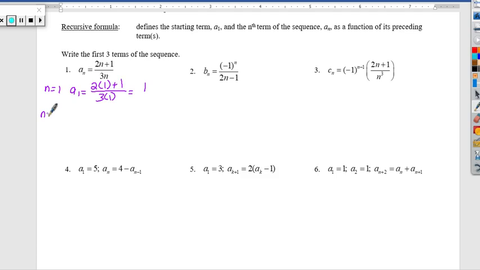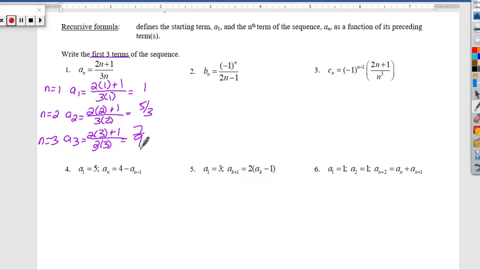Then we let n equal 2. So a sub 2 is going to be equal to (2 times 2 plus 1) over (3 times 2), and that is going to equal 5/3. And then we find n equals 3. We're just looking for the first 3 terms of the sequence here. So we get a sub 3 is equal to (2 times 3 plus 1) all over (3 times 3), and that should get us 7 over 9.